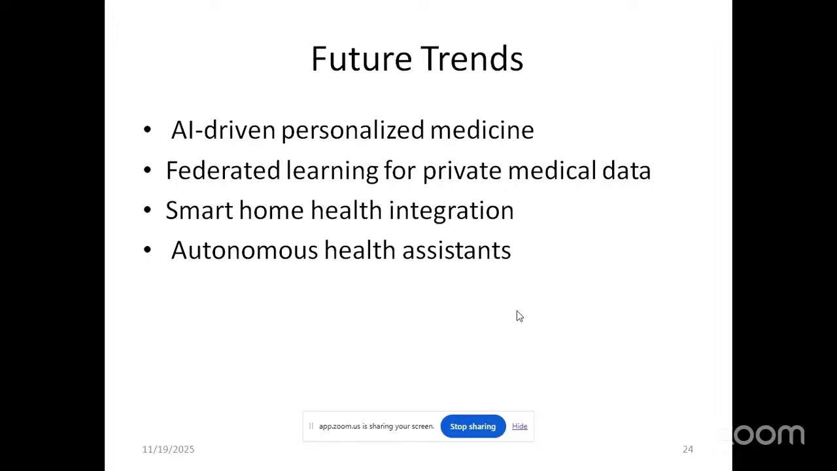Next is the autonomous health assistant. Autonomous means it monitors and supports your medicines, whether you take them monthly or every day. It helps find the right medicine and the right time to take it. So these autonomous health supports are very much needed for the upcoming societies.